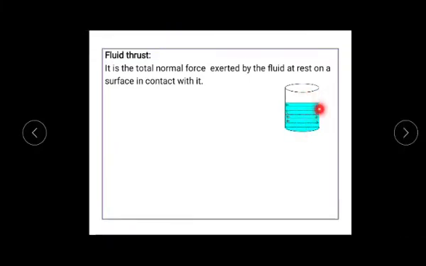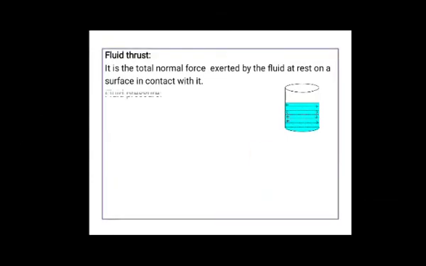This liquid which is inside the container, if you observe, it is applying force to the walls of this container. So the fluid is applying its force on the walls of the container. This force applied by the fluid on the surface of the container is called fluid thrust. The condition is the fluid must be at rest. So what is fluid thrust then? It is the total normal force exerted by the fluid at rest on the surface in contact with it.